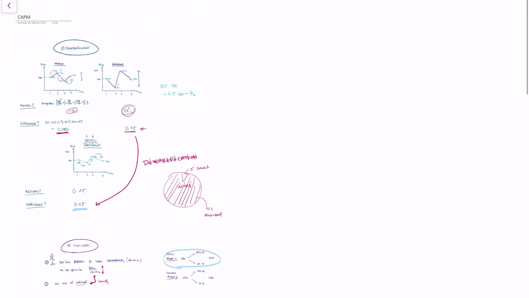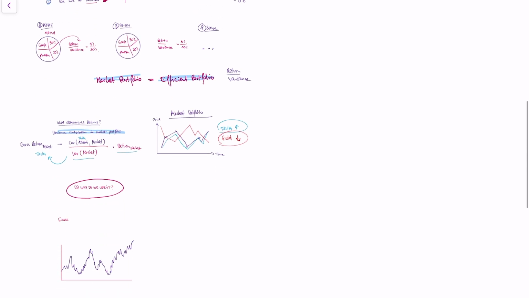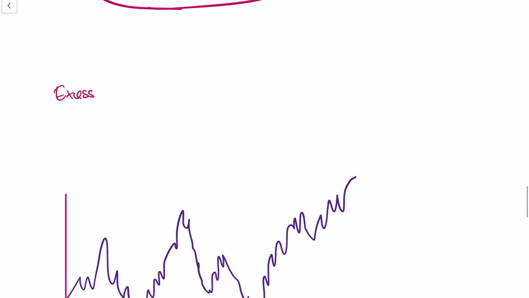So in a little series on the CAPM, I talked about diversification. I introduced the capital asset pricing model, and now I need to tell you, why do we actually need it? Why is it used so much in finance? And let's remember what the CAPM says.